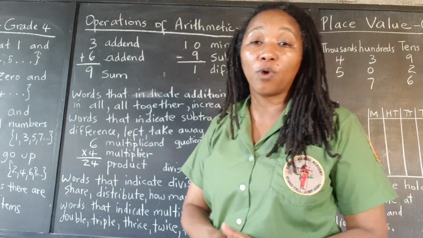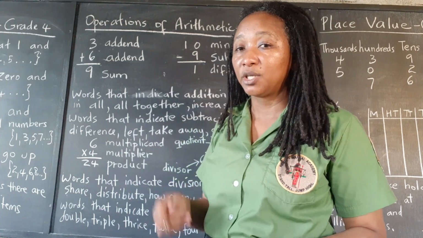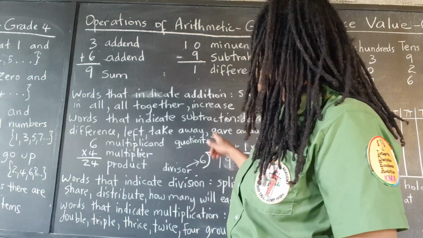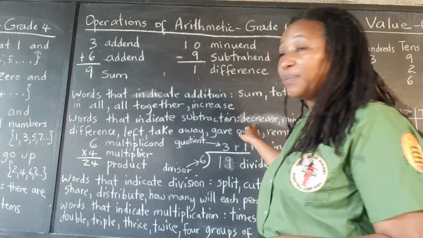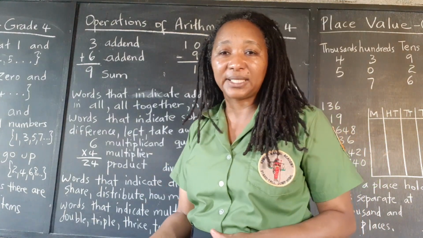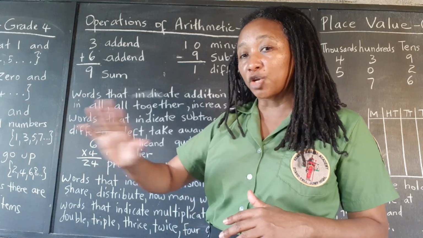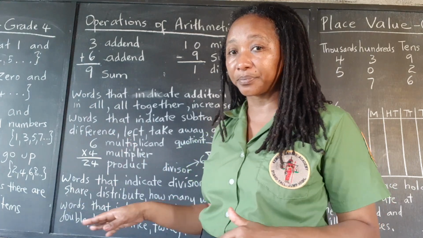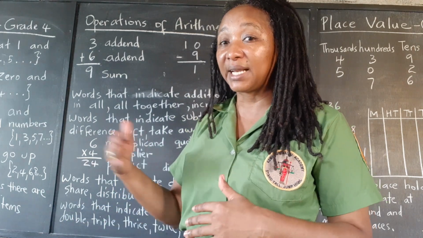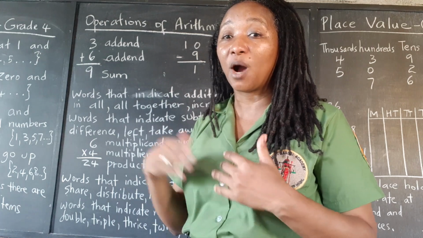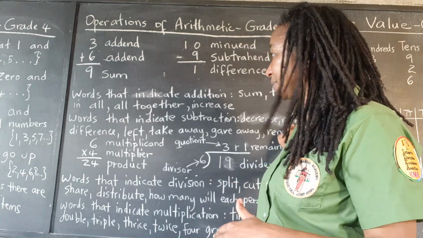Now let's look at some words that indicate that we might be asked to subtract. So these are the words that indicate subtraction. If you're being told one quantity is decreased, decrease means get less. So if it is being decreased, it's getting less. So we're taking something away from it. Minus, right?